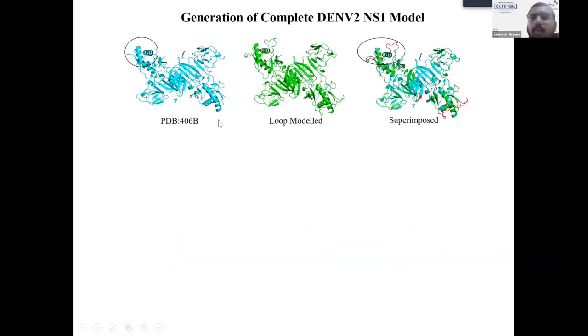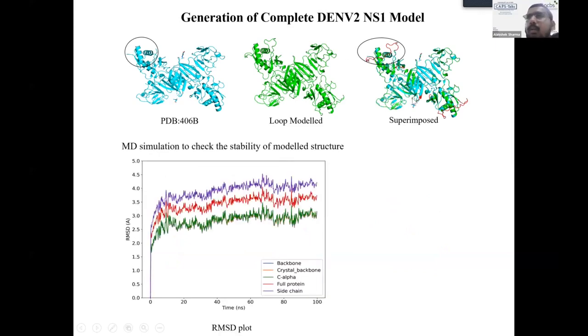You can see there are some loop regions missing in this. For this, we performed homology modeling, taking these loop coordinates from the Zika PDB and grafting them over here. To see whether the structure is stable or not, we performed MD simulation runs for 100 nanoseconds, and you can see that the various components of our model protein, that is backbone, C alpha, full protein, and side chains, are stabilizing in this simulation.